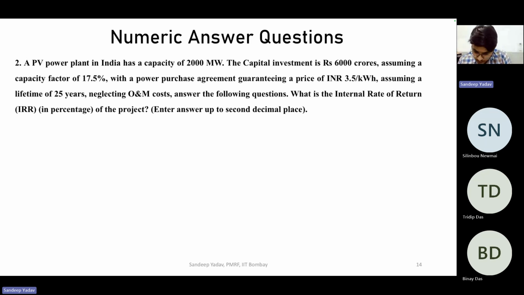What is the internal rate of return of the project? So let's solve this. To calculate the internal rate of return, we need to go through this question in the Excel sheet. You can just write manually also, but it will need some more things.